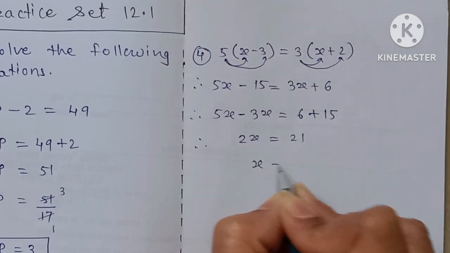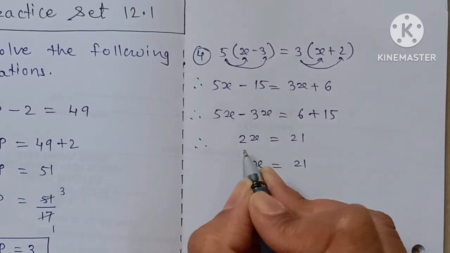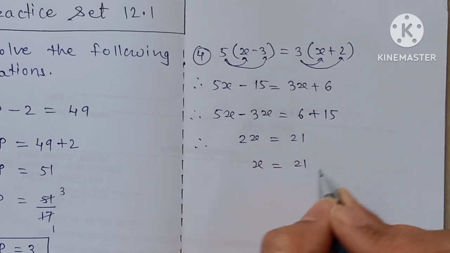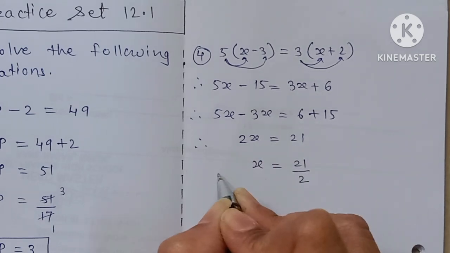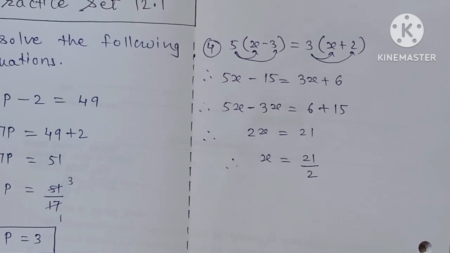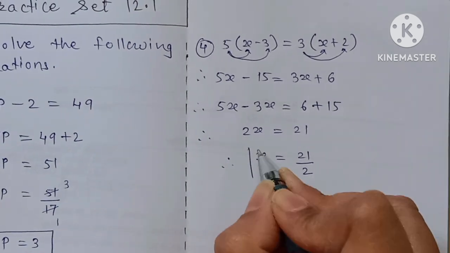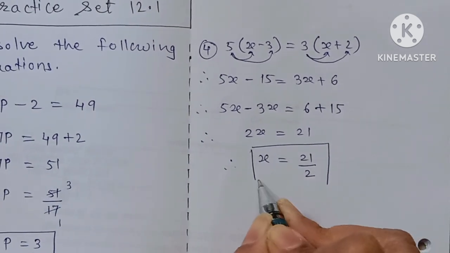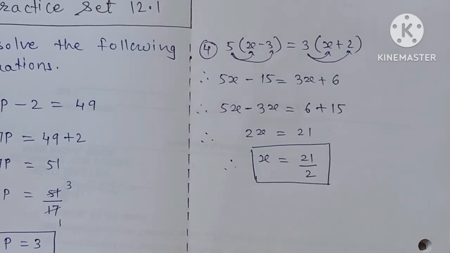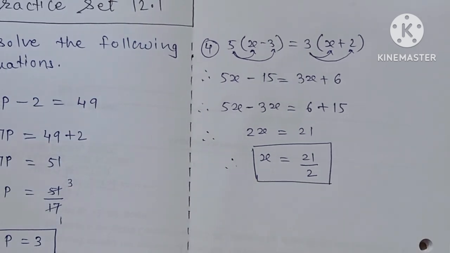21. Now this 2 is multiplied, goes to opposite side, divide. Means x is equal to 21 upon 2. x is equal to 21 upon 2.